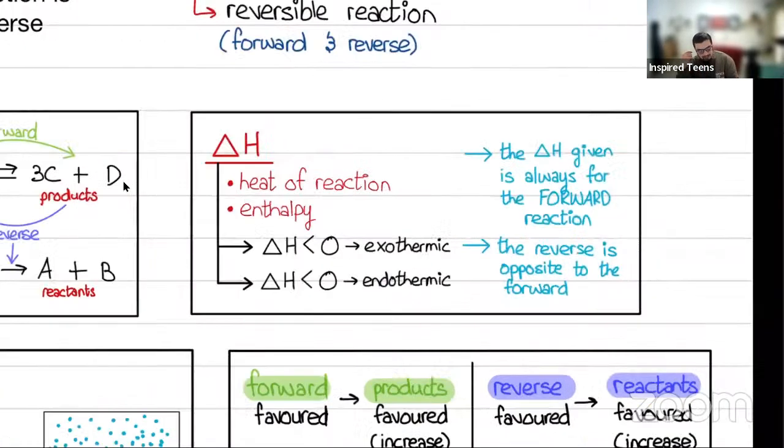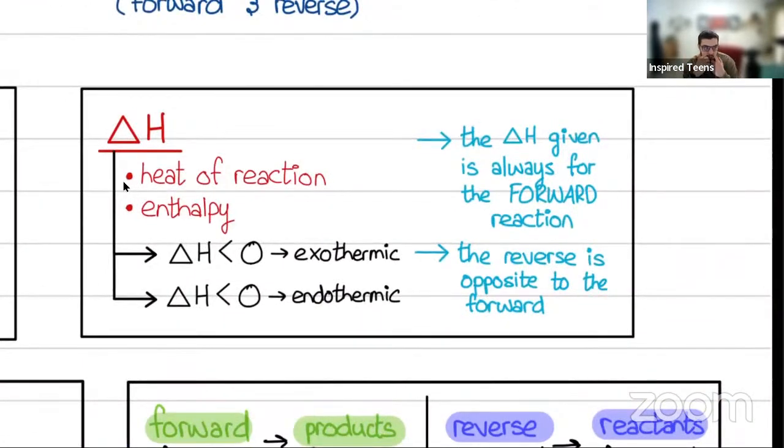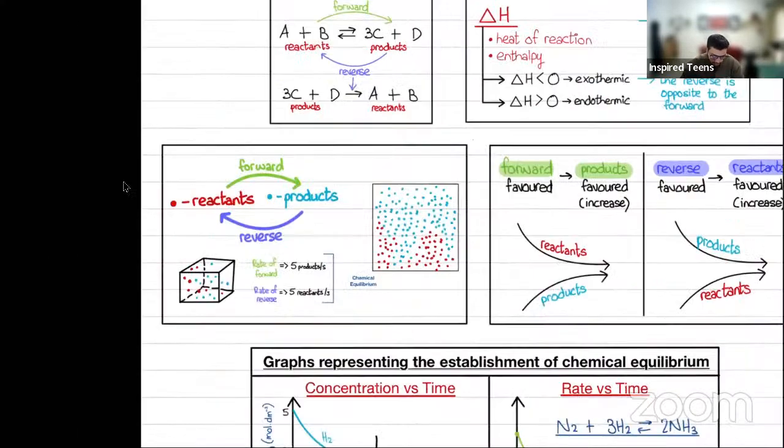We discussed enthalpy, which is the heat of reaction, delta H. If it's less than zero, it's exothermic. If it's greater than zero, then it should be endothermic. And the delta H given is always for the forward reaction, and the reverse reaction would be opposite to that of the forward. So whichever one is given, if it's given as exo, that means the forward is exo, and then the reverse would be opposite, which would be endo, right?